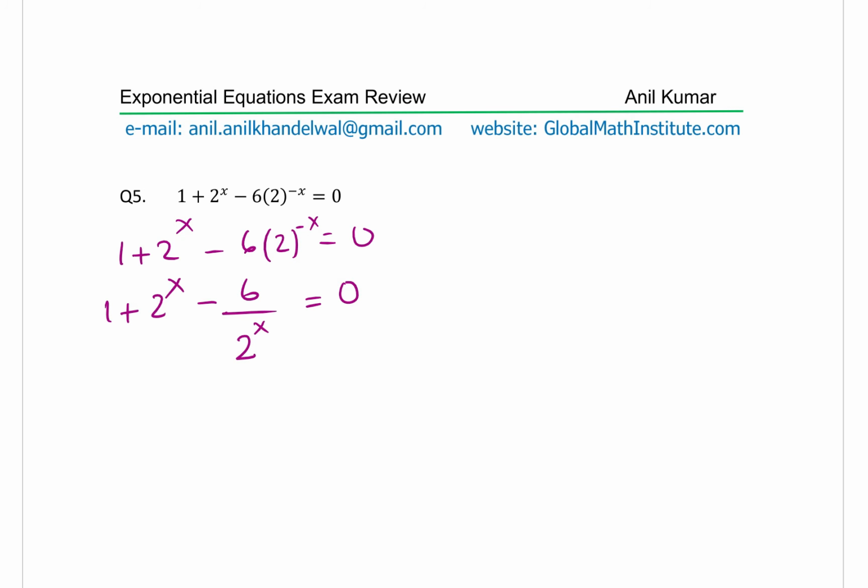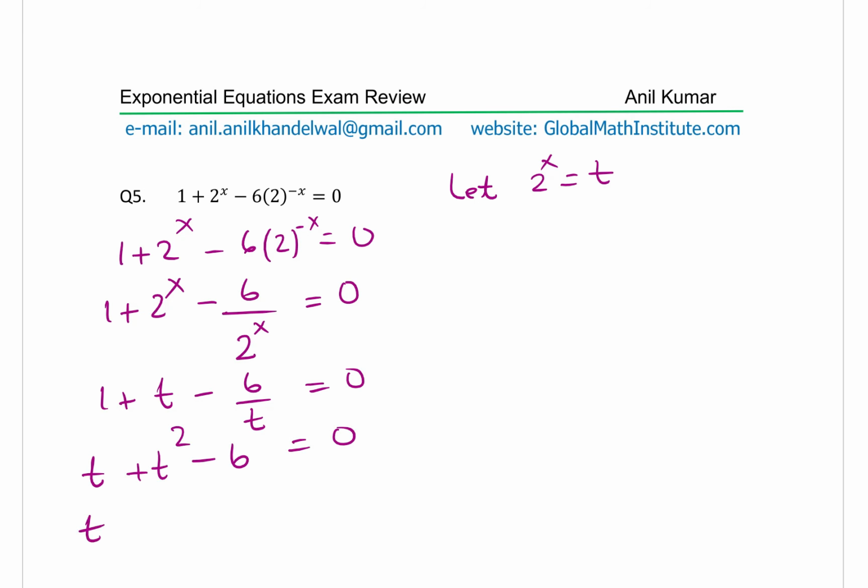So we'll now substitute 2 to the power of x as t. Then we get 1 plus t minus 6 over t equals 0. Multiplying by t, we get t plus t squared minus 6 equals 0. Or you can rewrite this as t squared plus t minus 6 equals 0. So we again get a quadratic form. This can be factored and then we can find the solution.